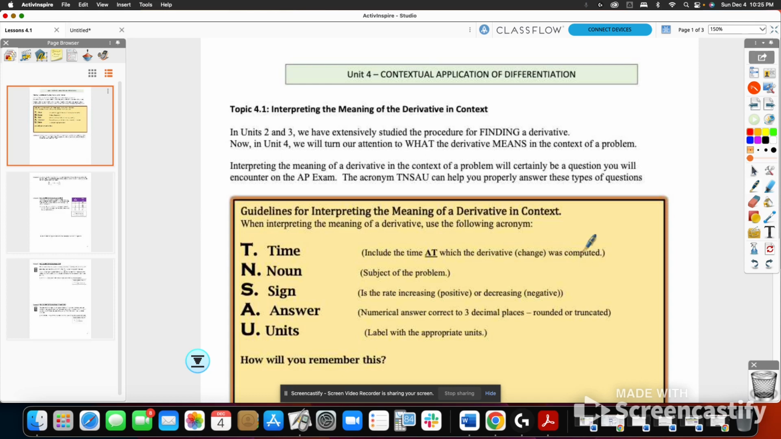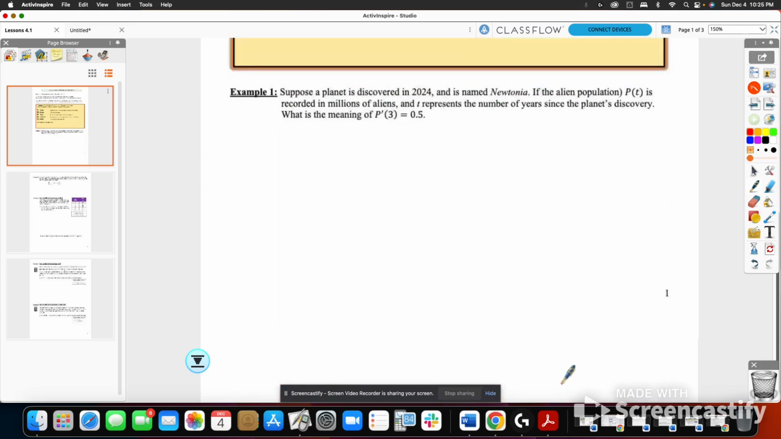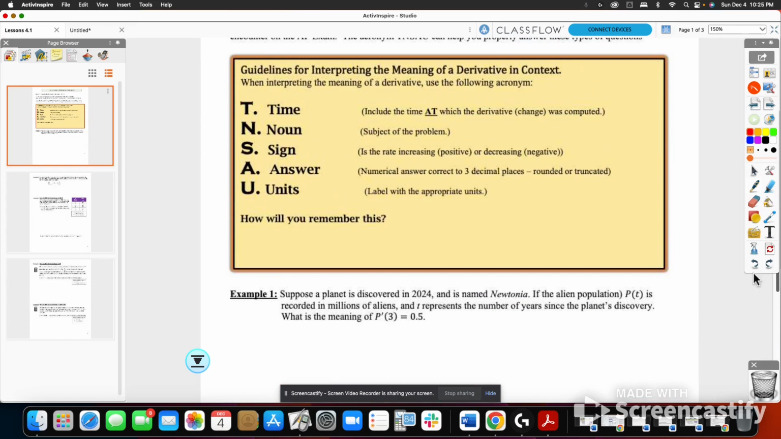on the AP exam. Now, here's an acronym that would help you properly answer these types of questions. Here is the guideline. Okay, so when interpreting the meaning of a derivative, we use the following acronym. T for time, because this is how you would like to phrase your answer. N is the noun, which is the subject of the problem.